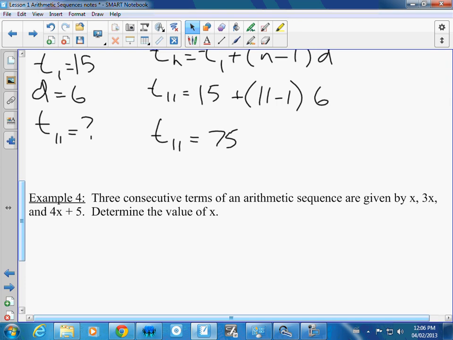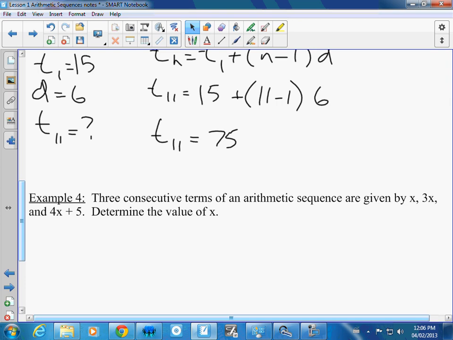Okay, 3 consecutive terms. What does consecutive mean? One after another. So 1, 2, 3. Are those consecutive? Yes. Okay. 2, 4, 6. Are those consecutive? Yes, they are. And what's the common difference in that case? 2, right? Consecutive numbers can jump. 5, 10, 15, 20. Are those consecutive? Yeah, they're going up by 5. Consecutive means just one after each other.